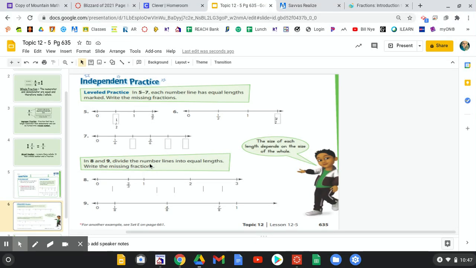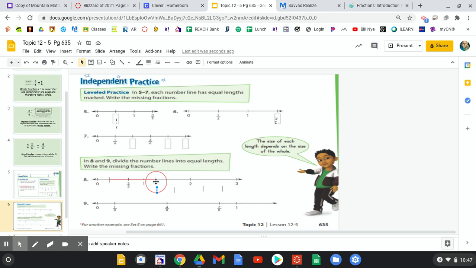All right, let's go ahead and go down here to 8 and 9. In 8 and 9, divide the number line into equal lengths. Write the missing fraction. So again, we're going to look at the denominator. We see that this 1 from 0 to 1 is broken into thirds. So that means I need 2 tick marks in between 0 and 1. So that gives me 1/3, 2/3, and 3/3. And I'm going to keep going.